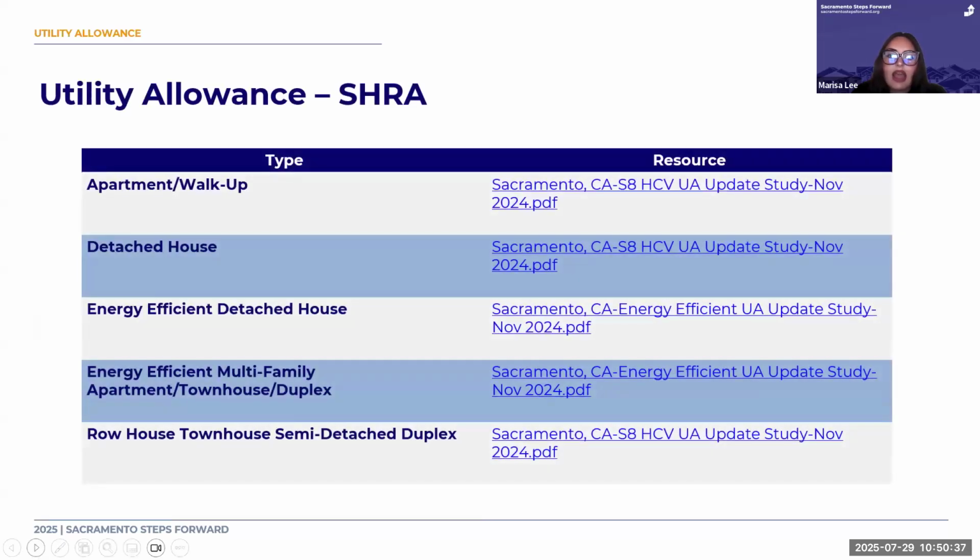Utility allowance SHRA. SHRA provides different utility schedules based on the unit type and fuel type. A duplex will have a different allowance than an apartment, and electric heat is different from gas. Make sure the schedule matches the unit and is current. That chart should be printed, dated, and kept in the file with the rent calc. Those are all linked here, and they are updated every year on October 1st. Next slide, please.